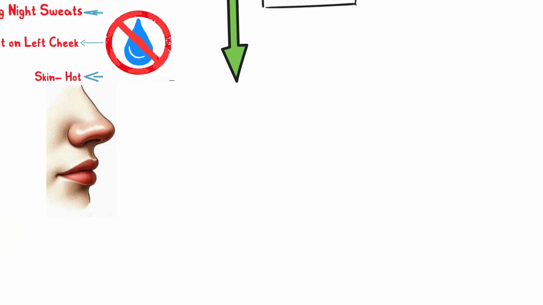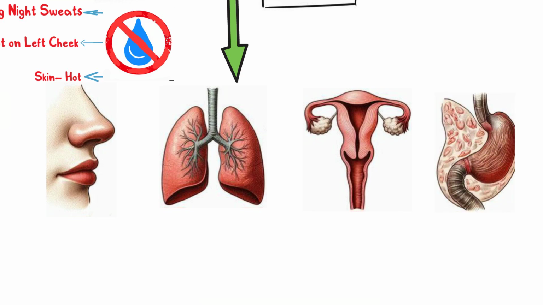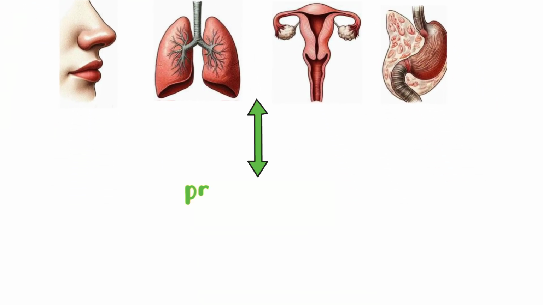Hemorrhage and prostration, that is traumatic epistaxis, lungs. In the female reproductive organ, you find metrorrhagia, stomach. And whenever there is hemorrhage, we obviously find the patient prostrated.